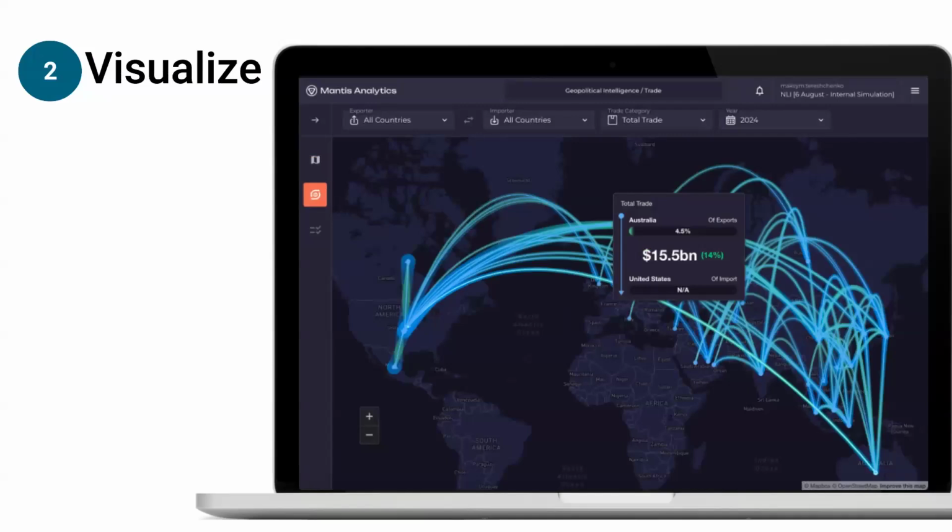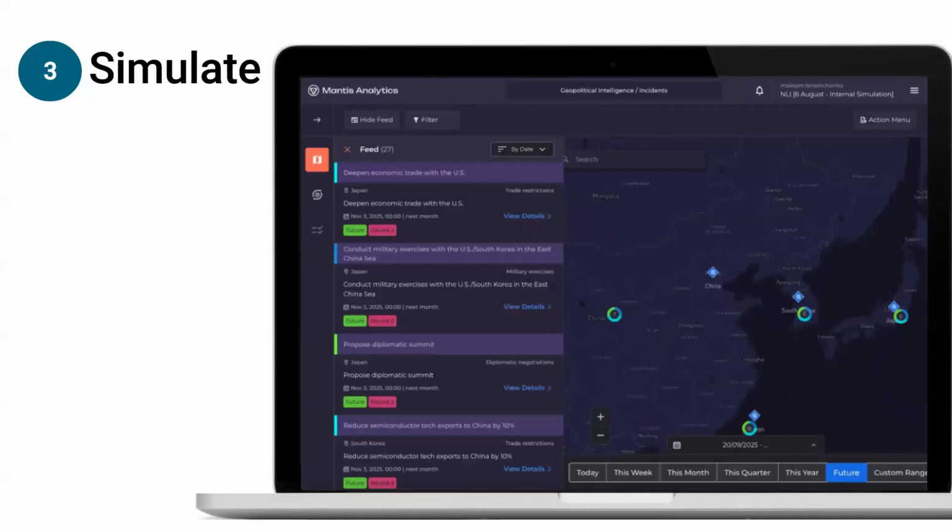Next slide. But we go beyond just monitoring. It's also a simulation engine, which allows us to simulate different kinds of scenarios of geopolitical developments and understand how a company or government organization should react to these scenarios.